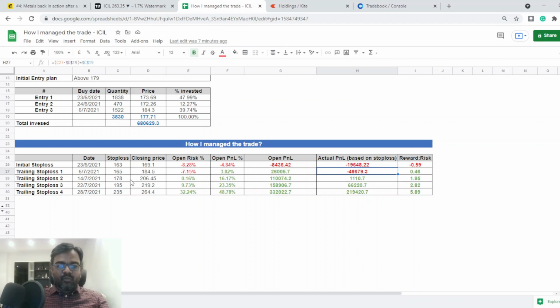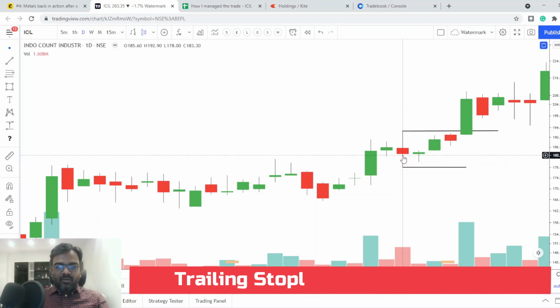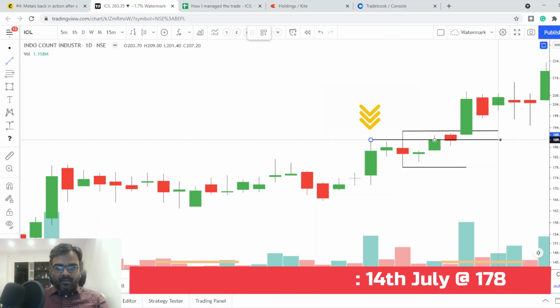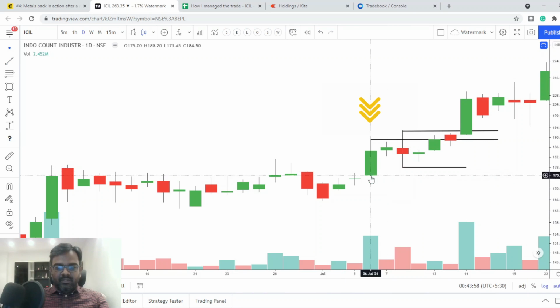So what I'm doing is I'm moving my stop loss from 165 to 178. Now why 178? Because of this low on this day before that move up. This day was a big green day, and then we were inside that for 1, 2, 3, 4 days, and then this candle one more day, and then we went higher.